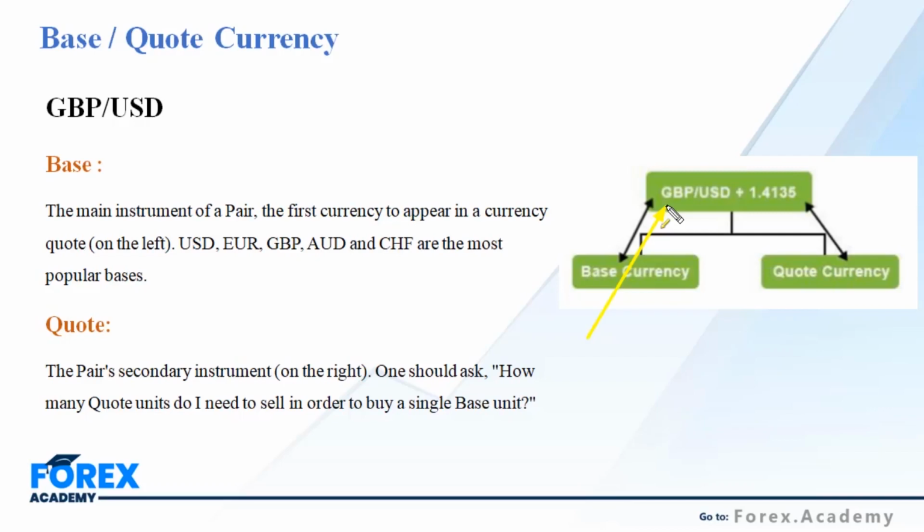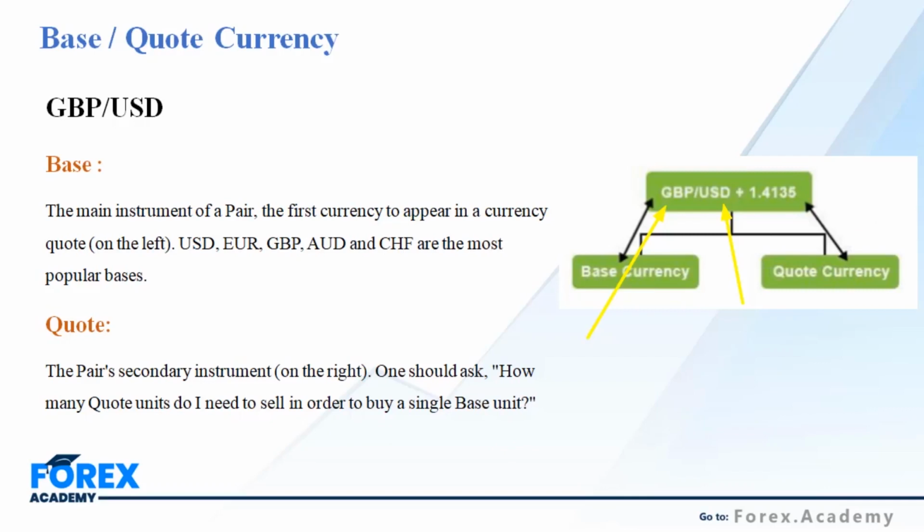Which is Euro, and I am selling the code currency, which is the second currency in the currency pair. So we can say that base is the first currency, which is GBP, and the code is the second currency, which is USD. It means how many units I need to sell in order to buy a single unit of base currency.